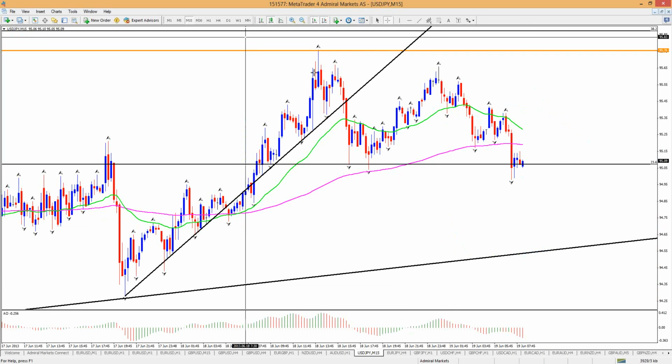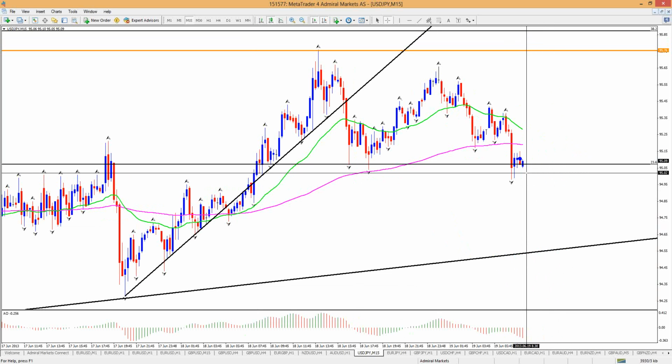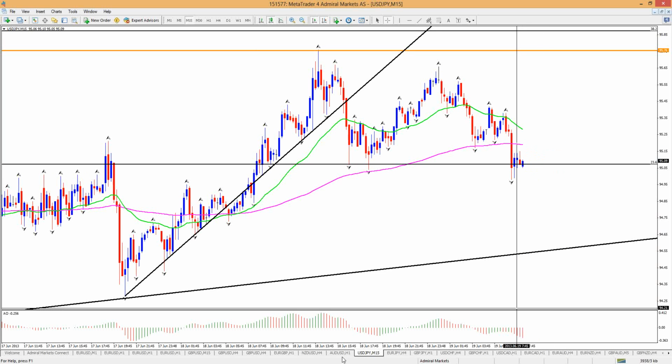So not interesting for me at the moment. But I'll keep an eye on it because it could make a smaller hook back and then break. Then the risk is a lot lower here, right? So, okay, I'll keep an eye on it.